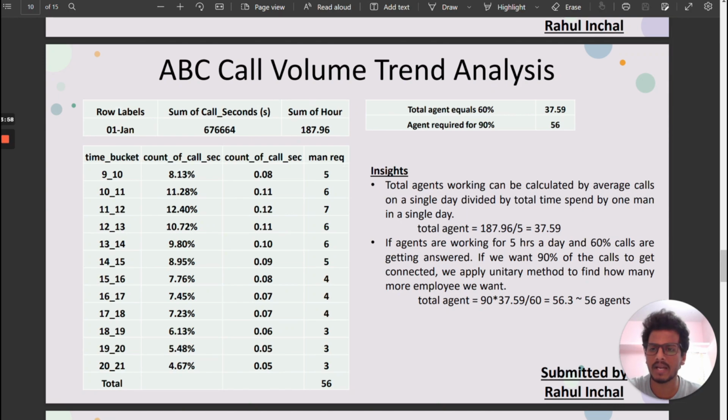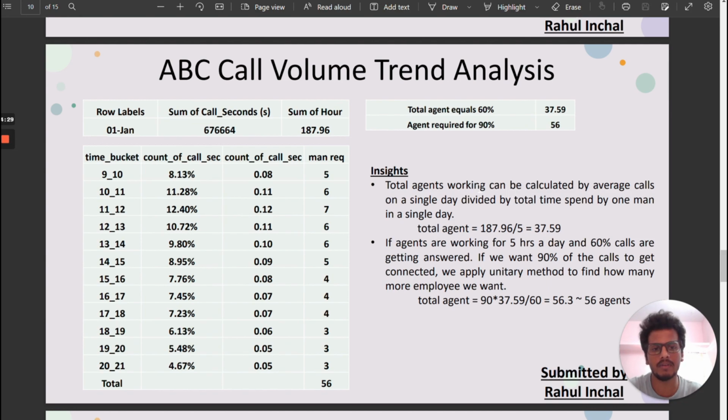All right, so for that I have taken the first day, okay. Now on the first day, how many hours have been worked by the agents? So 1st January I have taken 67,664 seconds of time spent by the agents. All right, so that is equal to 187.96 hours. So 187.96 hours of calling or answering have happened. Total agents working can be calculated.